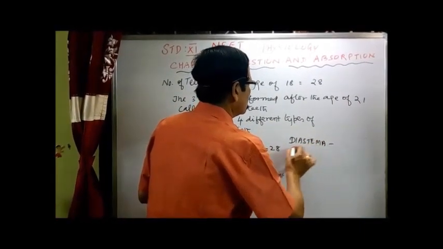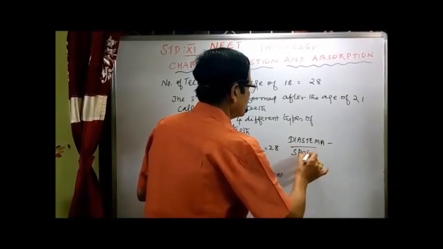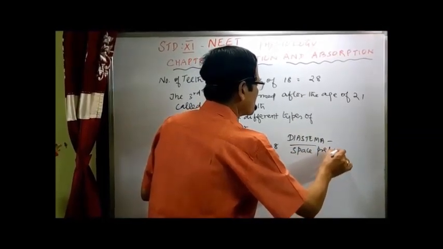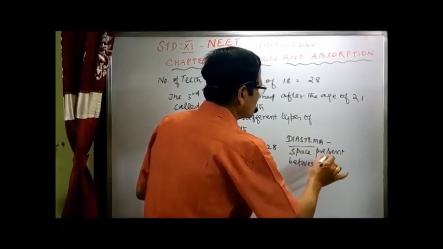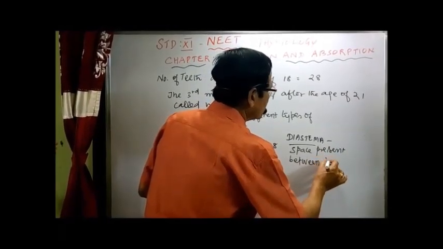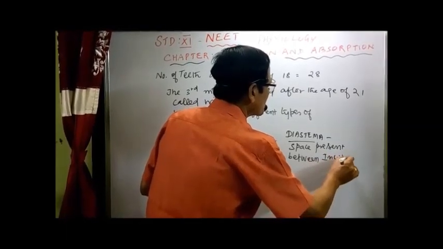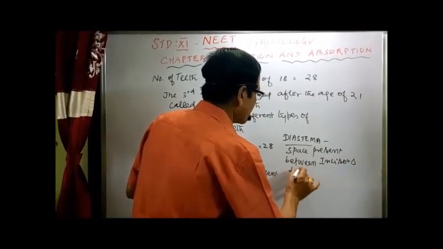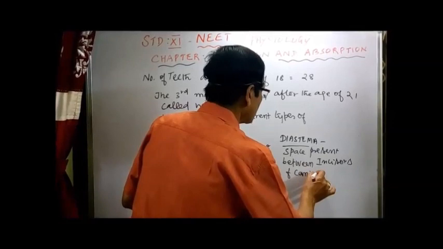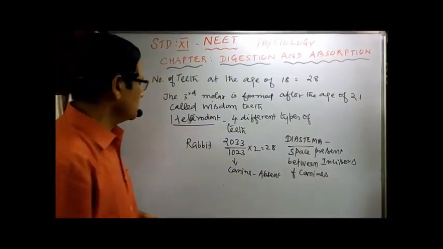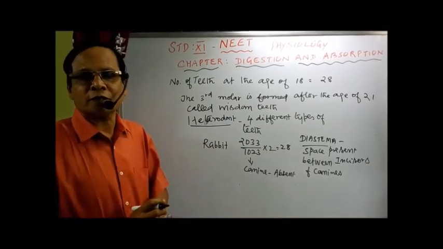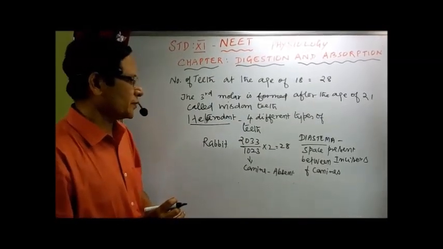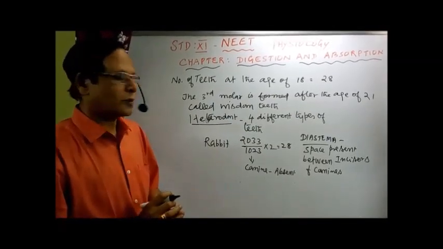Diastema, a space present between the incisors and canines, that is about what we have. Some dental formula we have. Also, some animals have the highest number of teeth. Now we will discuss those later, one by one.